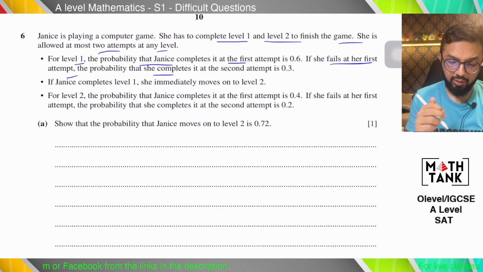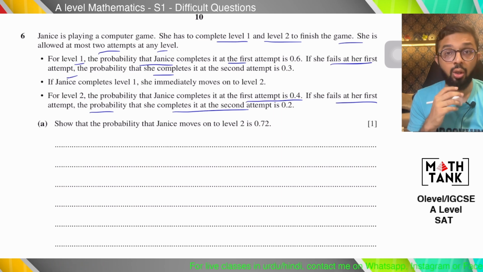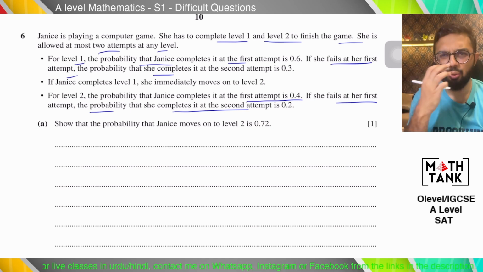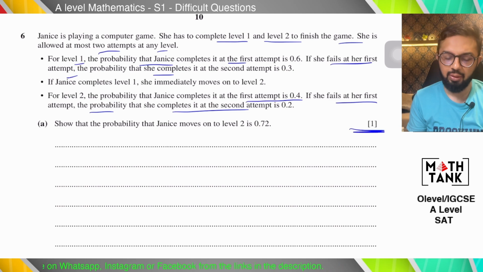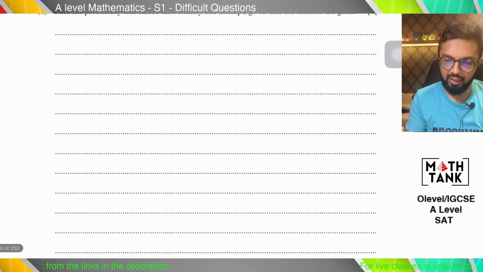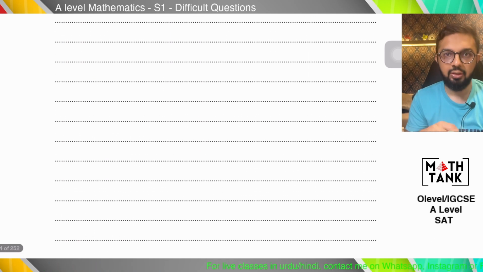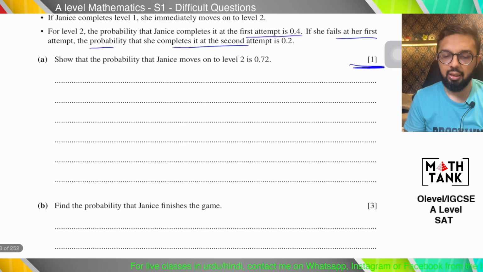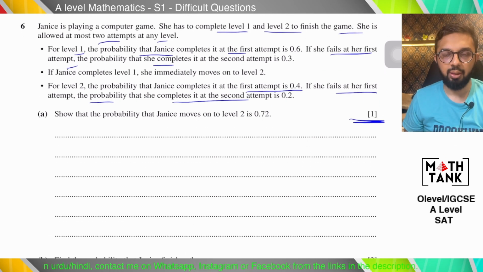For level 2, the probability that Janice completes it on the first attempt is this. If she fails, the probability that she completes it on the second attempt is 0.2. It's a long game. When you have a game, it's best to draw a tree diagram if you could possibly draw it. Now, even before solving this 1 mark question, I will see how many parts it has. I know that it goes up to a conditional probability for 4 marks. So I'll probably take this space here and draw it on the exam. Right now, I'm trying to show you on the screen, so I'm going to draw it one by one.